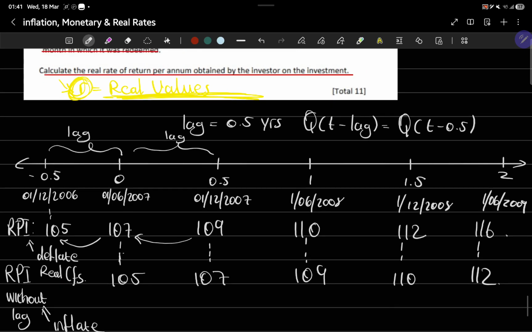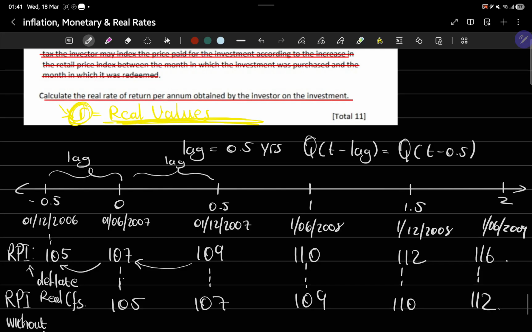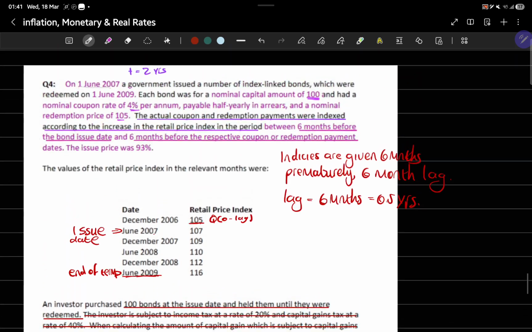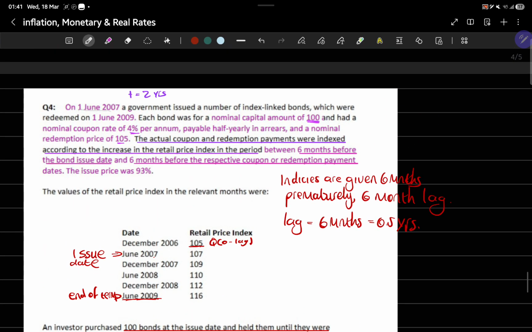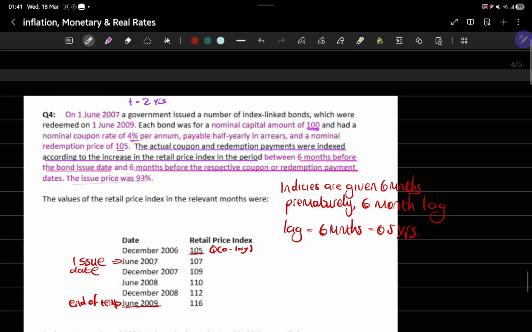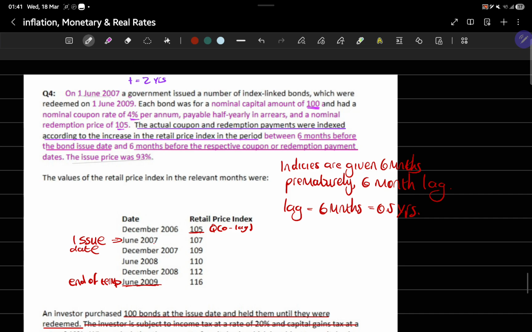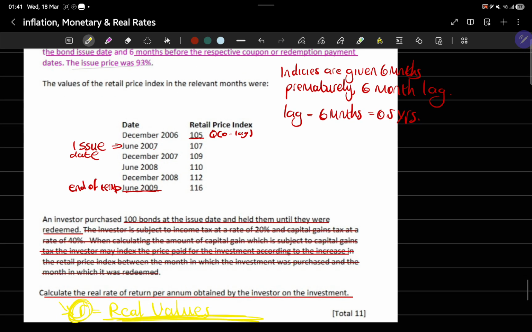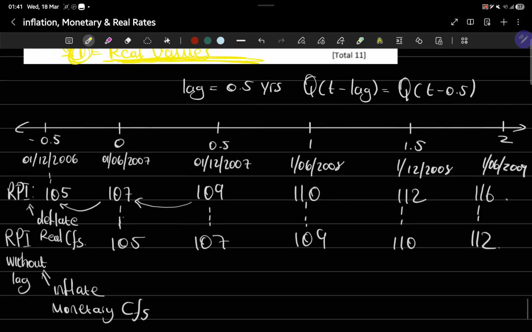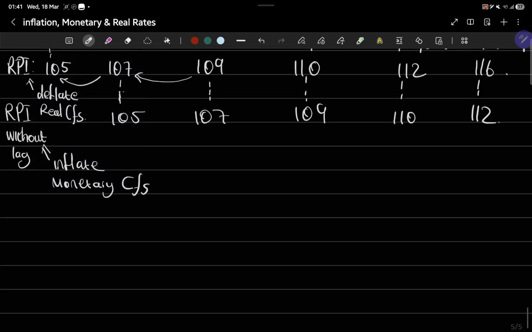Okay, cool. So now we actually need to get the nominal amounts at these times, because we need nominal amounts so that we can turn them into monetary amounts, so that we can turn them into real amounts. So the issue price, or the nominal amount at time 0, is 93% of 100. Each bond, this is very subtle, is worth 100 rand, and this person bought 100 bonds. So how much are his bonds worth?